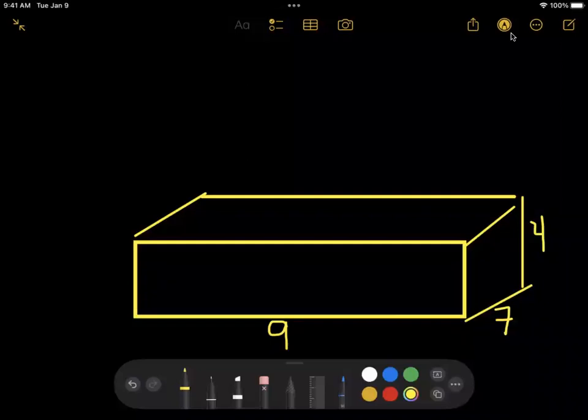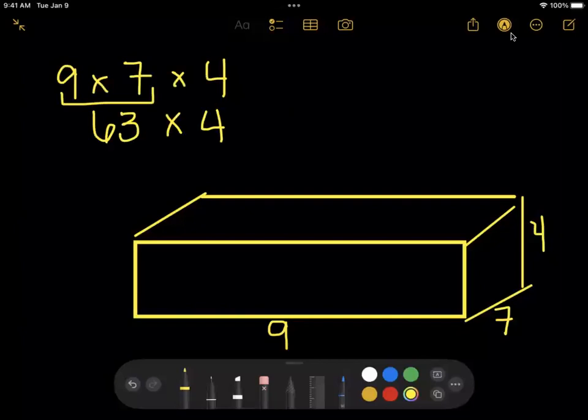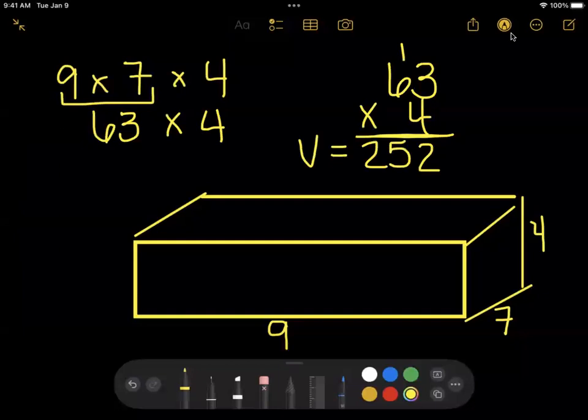Okay, here is our next one. We have this rectangular prism, and we are going to be multiplying the length times the width times the height to find the volume. So that means I need to do 9 times 7 times 4. Okay, so I'm going to take 9 times 7 first, since I can do that in my head and get 63. And then to find the rest, I need to do 63 times 4. So 3 times 4 is 12. 6 times 4 is 24, plus 1 is 25. So the volume of this shape is 252 cubic units or units cubed.